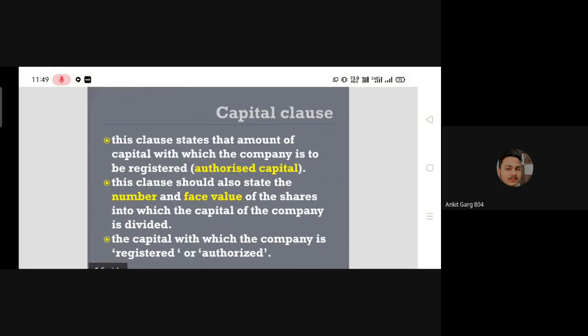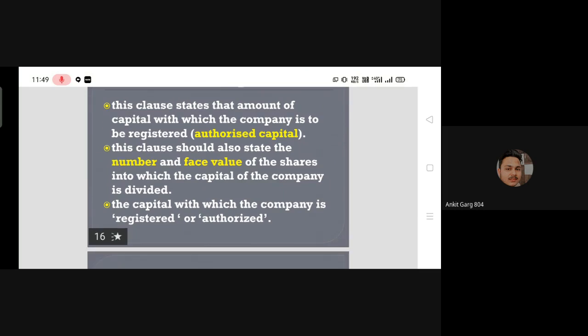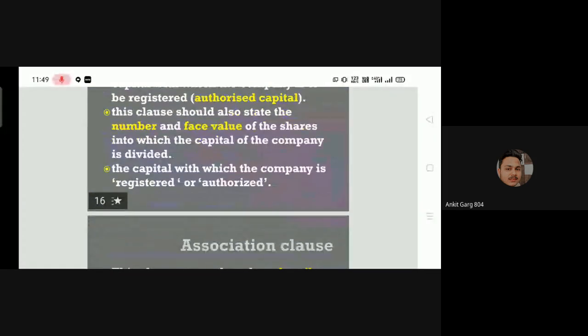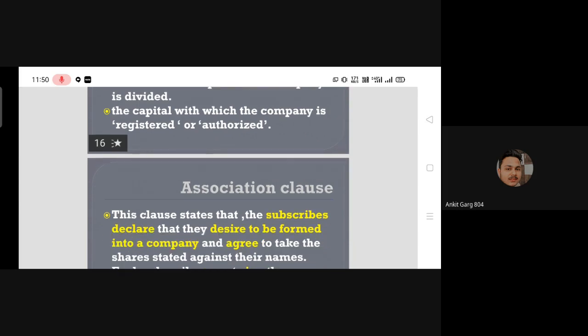So now there is the capital clause. This clause states the amount of capital with which the company is to be registered, that is, how much money it has to start the company, which we can say will be the authorized capital. This clause should also state the number and face value of shares. Face value of shares can be 1, 2, or 10, whichever is suitable, into which the capital of the company is divided. So the capital with which the company is registered is authorized capital. We can say the authorized capital of the company is 1 lakh, 2 lakh, or anything.